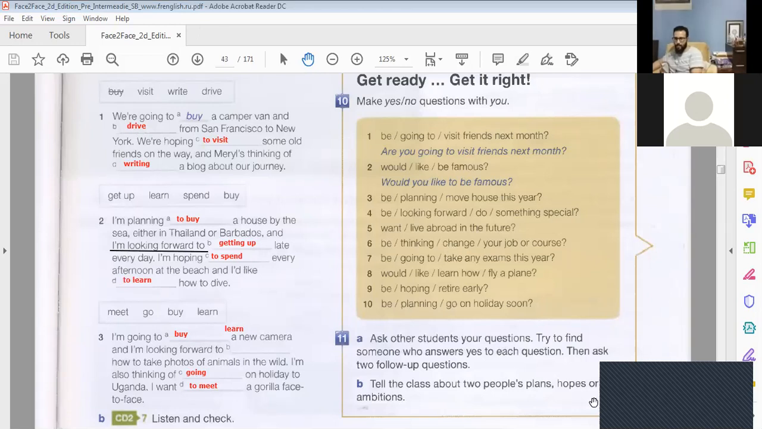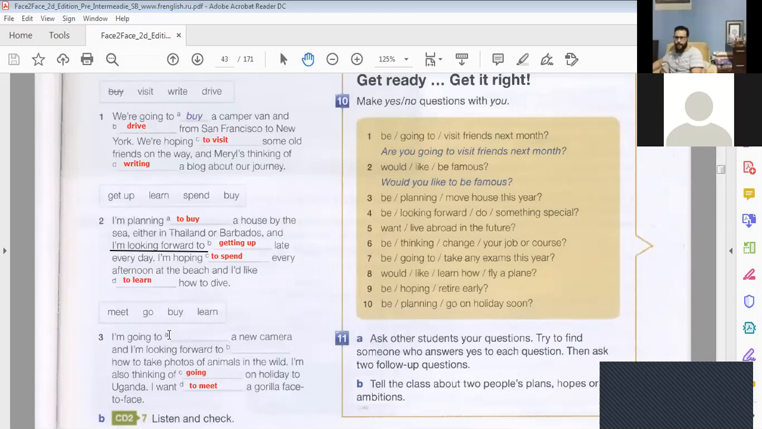Let's hear the next one. 3. Heidi. I'm going to buy a new camera, and I'm looking forward to learning how to take photos of animals in the wild. I'm also thinking of going on holiday to Uganda. I want to meet a gorilla face to face. Sorry, let's try again and let's write the missing answers. I'm going to buy a new camera, and I'm looking forward to learning how to take photos of animals in the wild.